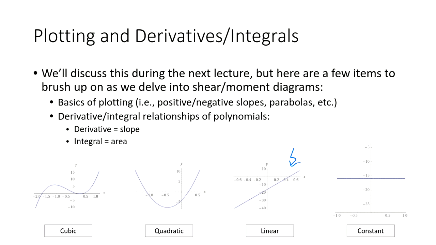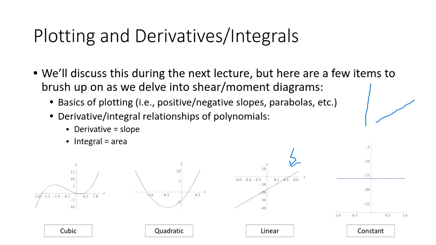Positive. Positive, right? There you go, exactly right. Okay, that's the type of stuff that is important, okay? Understanding that that's a positive slope. Understanding that this line has a high slope, this line has a low slope.